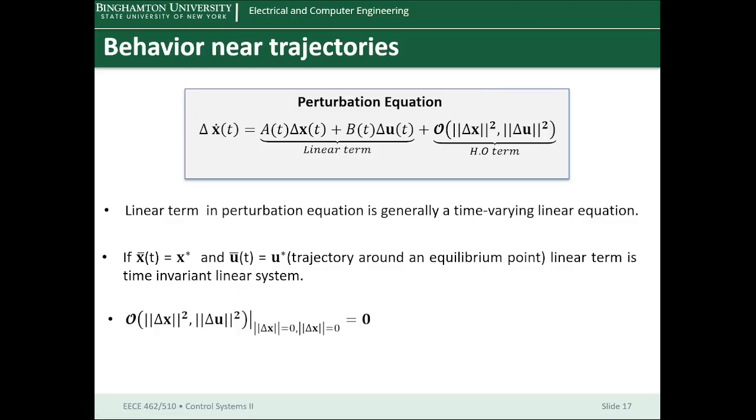Finally, as the perturbation is equal to 0, that is, delta x and delta u are equal to 0, the high order term is equal to 0. But there is no guarantee that, as perturbation becomes small, the high order terms go to 0, because it's an infinite series and it could diverge as delta x and delta u go to 0.